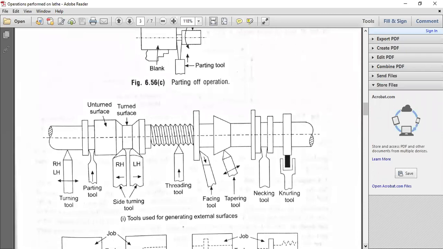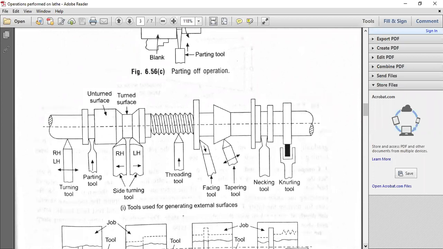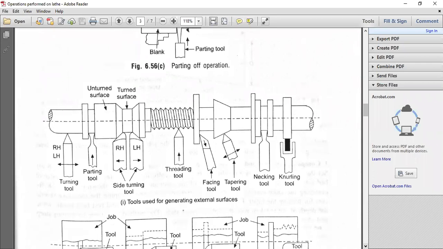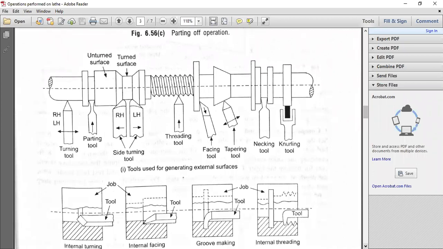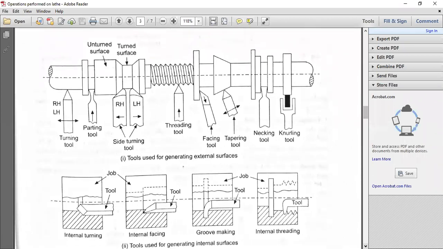What are the different types of tools that can be shown on a particular job or workpiece for generating external surfaces, and explain the operations involved in that? You may be asked such a question. That means you have to draw this particular diagram and explain all the operations which we have discussed now, all the 7 or 8 operations. So all these are very important aspects.